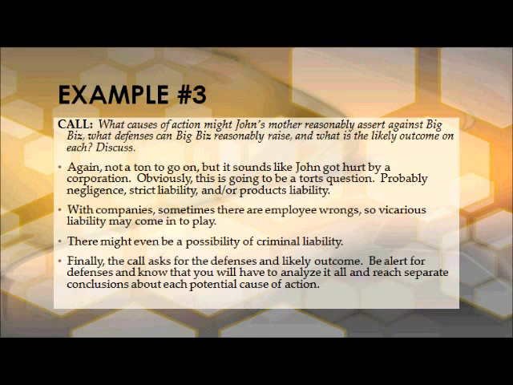And likely to be a torts question. When there's a business involved, it's usually negligence, strict liability, or products liability. Not mentioned on this slide, perhaps there's some sort of attractive nuisance issue if John's a young child. Maybe he hopped a fence and fell into a pit, something like that.